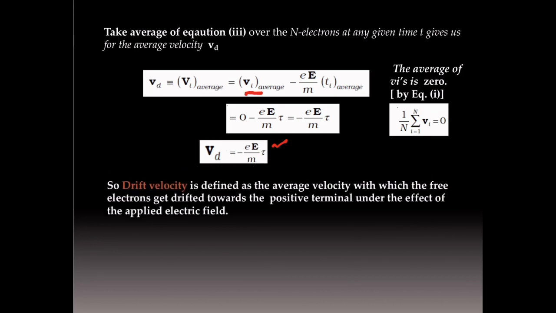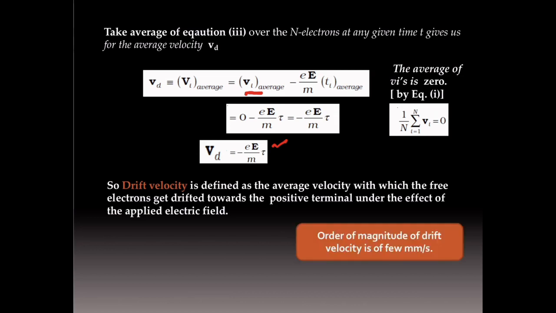Now we can define the drift velocity. As you've seen, it is the average velocity with which the free electrons get drifted towards the positive terminal under the effect of the electric field. And the order of this drift velocity is a few millimeters per second.